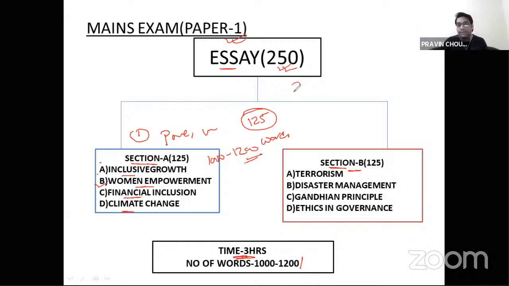In the GS paper you have 20 questions, and you have to write approximately 4500 words in three hours. In this essay paper, if you write 1200 words each, it is somewhere around 2500 words in three hours. It means you have sufficient time to write an essay in the main examination, so you can utilize this time.